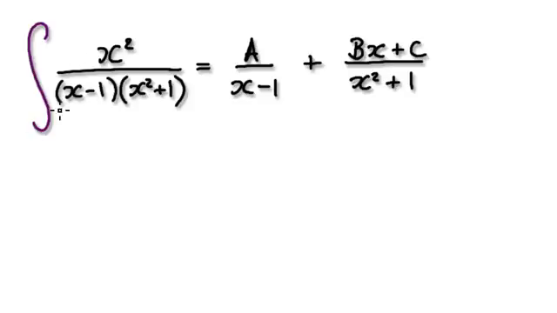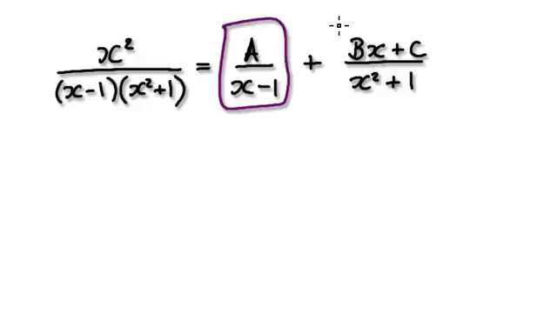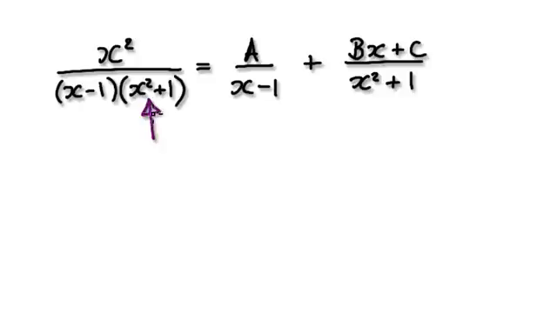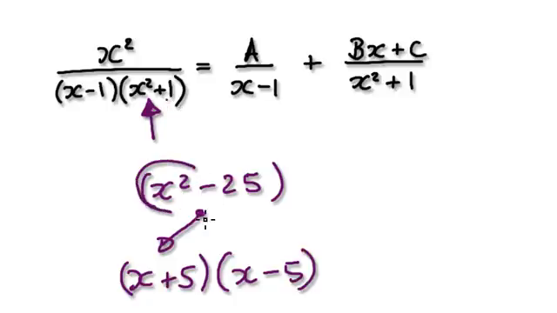If you want to integrate something like this, then try to break this thing up into one fraction plus another fraction. Where if you look at this here, this is an irreducible quadratic. So if you have something like this, x squared minus 25, you can break this up to x plus 5, and then x minus 5. So in this case here, this is not really a quadratic factor because you can break it up into two linear factors.